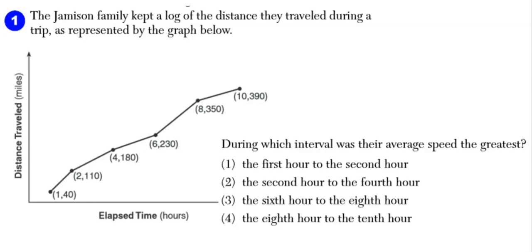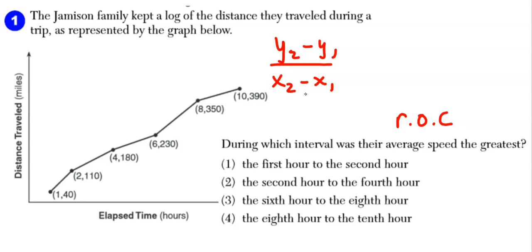Question number 1 asks you to determine which interval has the greatest average speed. That's another way of saying rate of change. So the rate of change is found by subtracting the y values and then dividing that by the difference of the x values. So you have to be given an interval or a starting and end point.